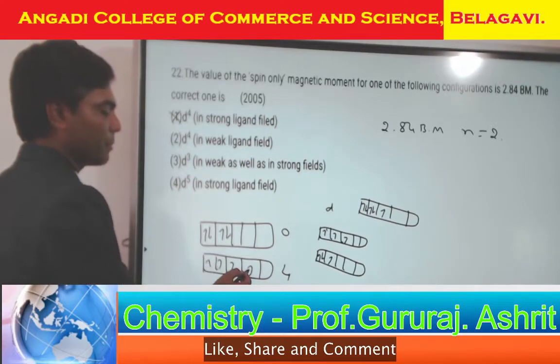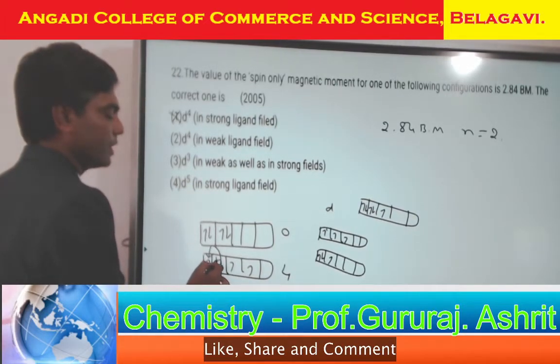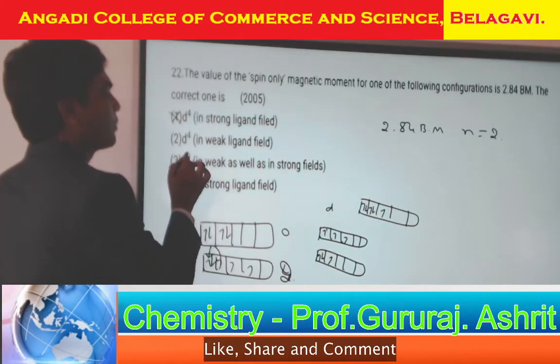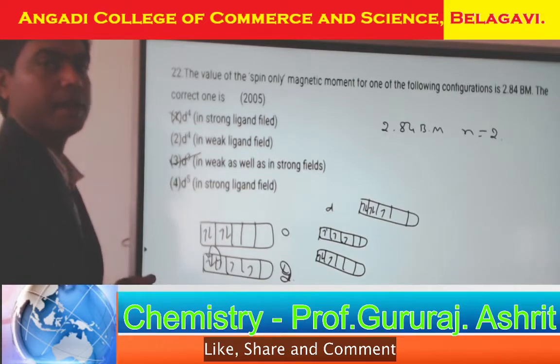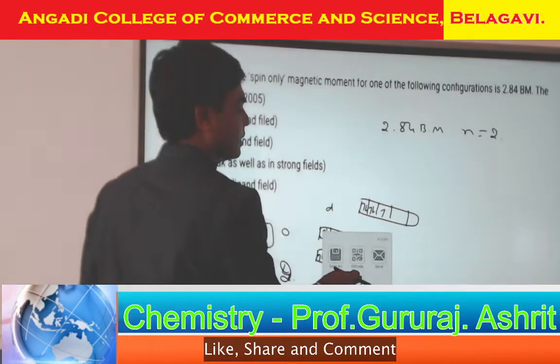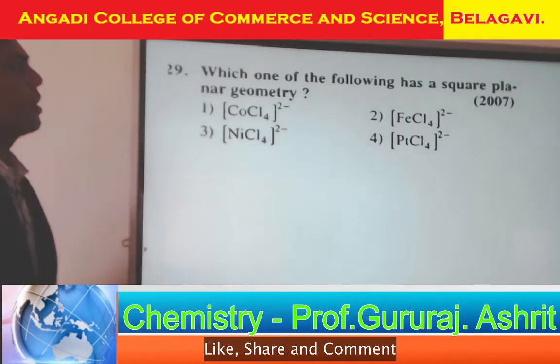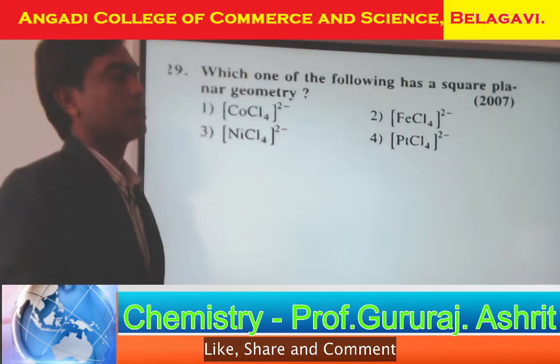So by seeing this you can understand which one will be the correct answer. Here 1 will be paired and this electron will be removed here. We get 2 unpaired electrons and n becomes 2. Therefore the right answer is d3 in weak as well as strong field ligand. Okay. Next question. Which of the following has a square planar geometry?